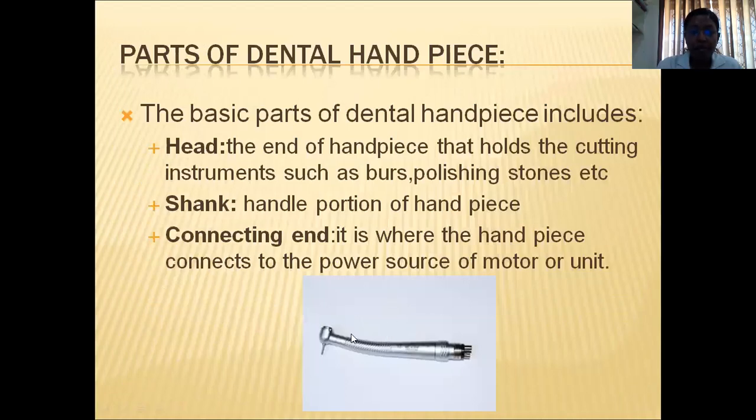Coming to the parts of the handpiece, any dental handpiece has 3 common parts. First is the head of the handpiece that holds the cutting instrument, in this case your burr or your polishing stone. Next is the handle or the shank of the handpiece, where the clinician or the dentist holds the handpiece. And this part is a connecting end where the handpiece is connected to the source of power.